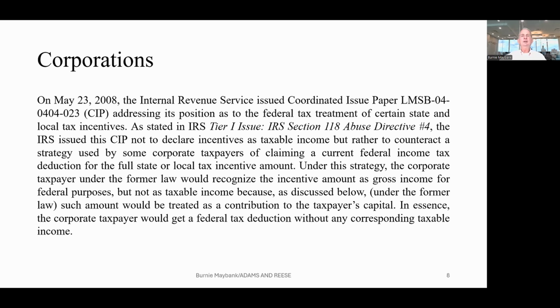To use the simplest example, if a corporation got a fee in lieu of property taxes, and their assessment ratio went from 10.5% to 6%, under the tax shelter they were taking a deduction as if they had paid taxes on a 10.5% assessment ratio, when they were really only paying taxes on a 6% assessment ratio. So the IRS issued several documents in 2008 trying to block what they saw as a tax shelter strategy on economic development incentives.